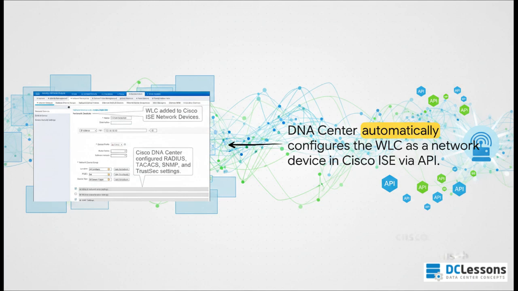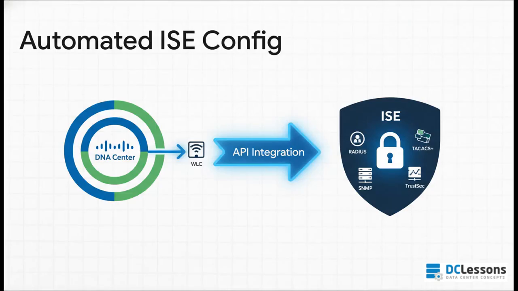Well, DNA Center completely automates this whole thing. It uses APIs to automatically register the WLC in ISE as a network device, which just gets rid of a massive source of human error. And it's not just adding the device name either. DNA Center configures all the critical security protocols for you. It sets up RADIUS for your user authentication, TACACS+ for device admin access, SNMP for monitoring, and even your TrustSec settings if you're doing advanced segmentation. This makes sure your security policy is rock solid and consistent from the moment that device comes online.